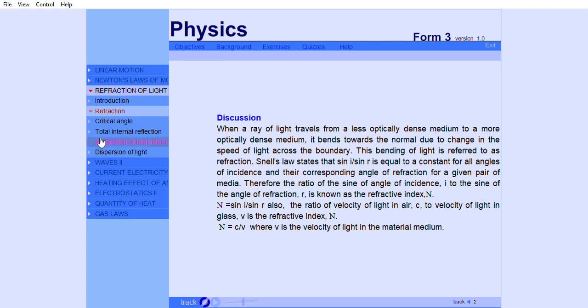Snell's law states that sin i divided by sin r is equal to a constant for all angles of incidence and their corresponding angles of refraction for a given pair of media. Therefore, the ratio of the sine of the angle of incidence, i, to the sine of the angle of refraction, r, is known as the refractive index.